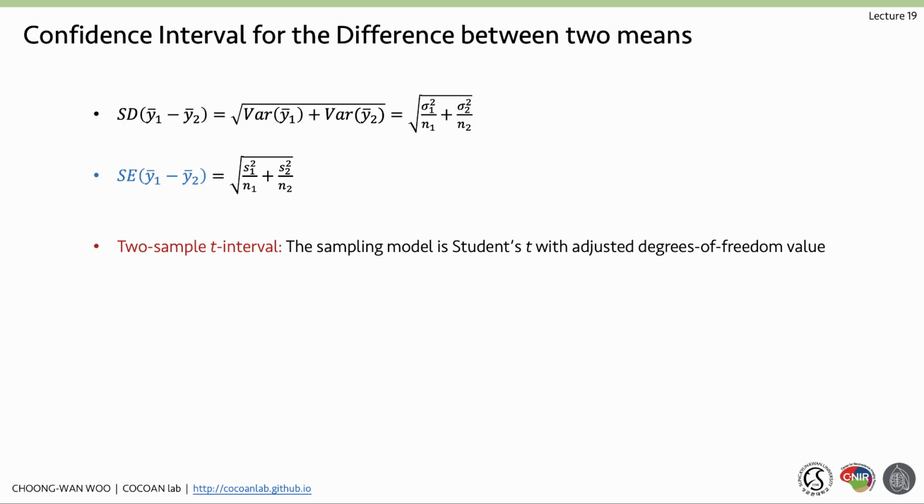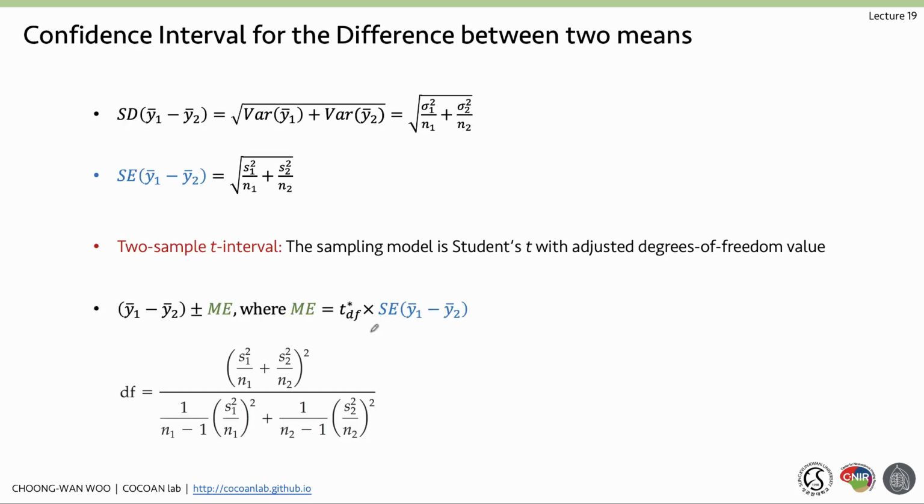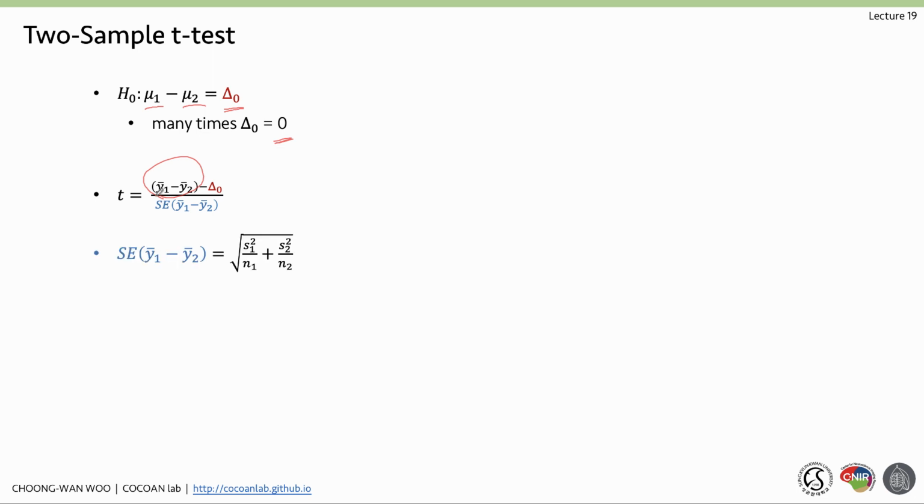Or you can look up this slide again, and then you can see the equation, and then you can calculate it. And you can do a two sample t-test. The null hypothesis is going to be that the difference between these two means is delta 0, and many times delta 0 is going to be 0. So the null hypothesis is that there is no difference. So the t value is going to be the difference minus delta 0 divided by the standard error of the difference. And the standard error here is like this, and again the degrees of freedom for the t value is going to be this.